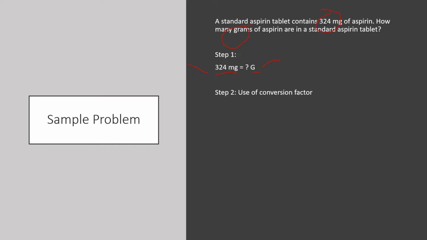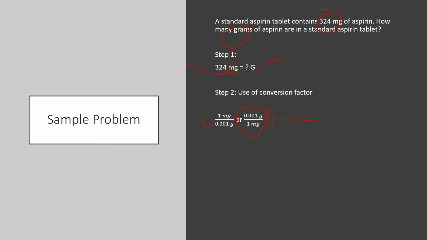Ilang milligrams pa ang meron sa isang gram? So, tignan natin. 1 milligram is equivalent to 0.001 gram or 0.001 gram is equivalent to 1 milligram. Now, sir, ano po dito sa dalawa ang gagamitin namin? That depends on how you have to set it up. Since milligrams po ang kailangan nating ma-cancel out, kukunin natin dito sa dalawa yung conversion factor na nasa ilalim yung milligrams. In this case, 0.001 grams sa taas and then 1 gram sa ilalim.